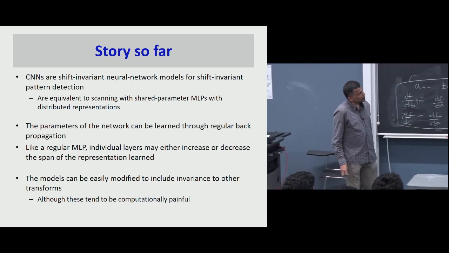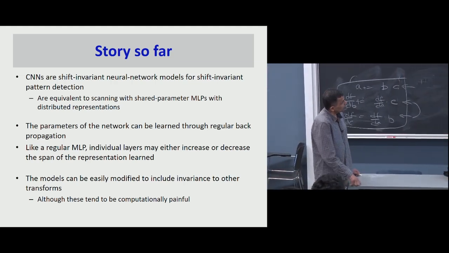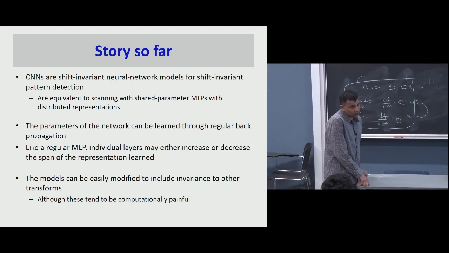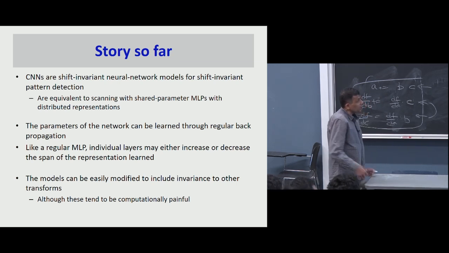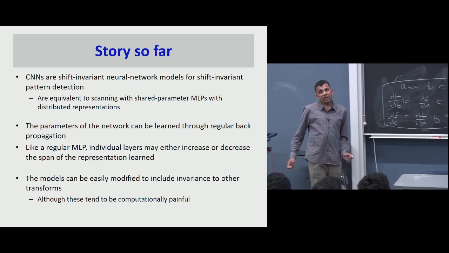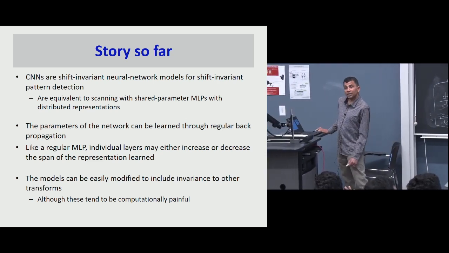the story so far, continuing: CNNs are shift-invariant neural network models for pattern detection, which are equivalent to scanning with shared-parameter MLPs. The parameters can be learned through regular backpropagation. Like a regular MLP, individual layers may either increase or decrease the span of the representation learned, and the models can be easily modified to include invariance to transforms other than just shift.